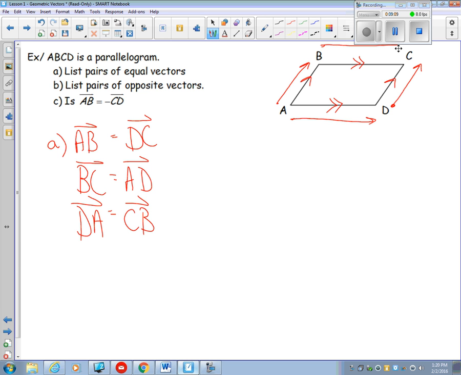Okay, that's part A. Part B, that's pairs of opposite vectors. So I want to start with AB. AB we said was this one. What would be opposite to that? Same size, opposite direction.